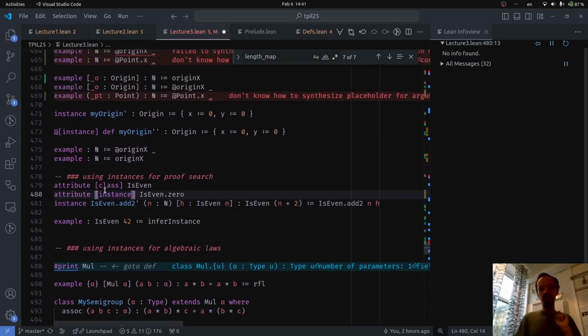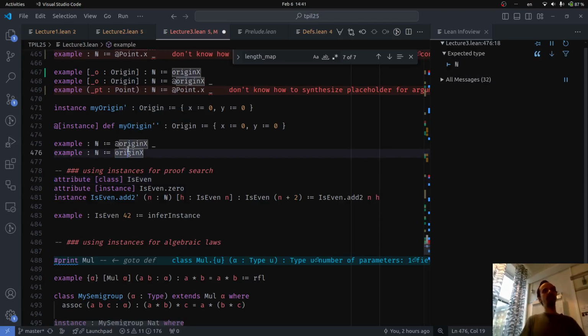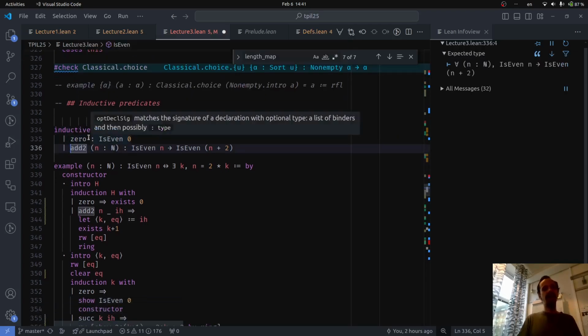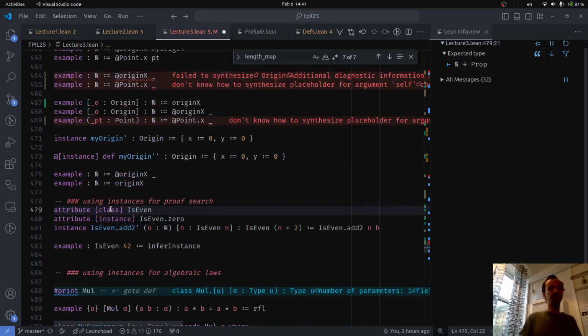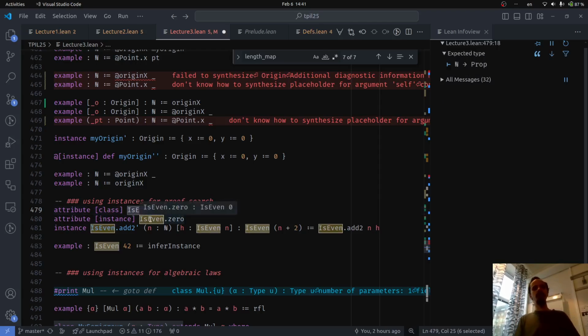Okay, so this is not completely trivial, because you can actually use this to chain proofs together. For instance, I showed you the isEven function. isEven is an inductive type with these two constructors, and I can make this into a class. This attribute here is a post hoc way of applying attributes to things. So I'm going to make isEven into a class, and I'm going to make isEven.0 into an instance.